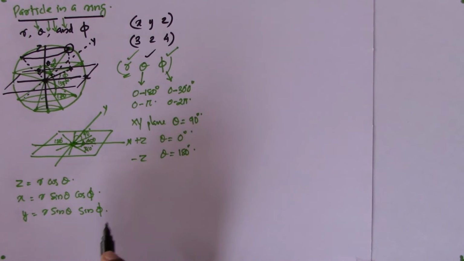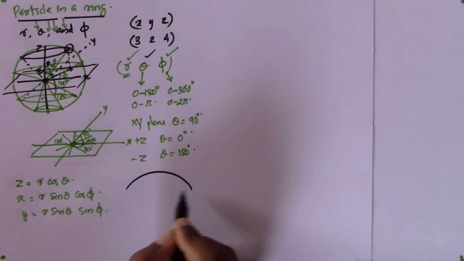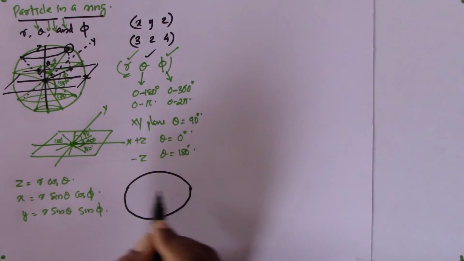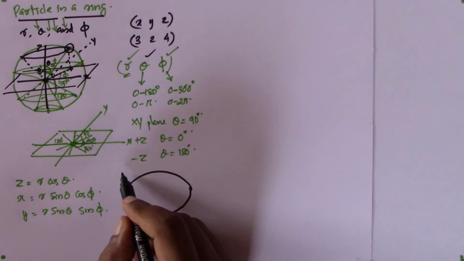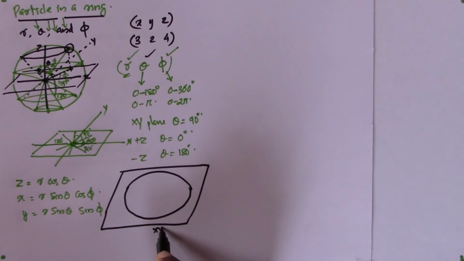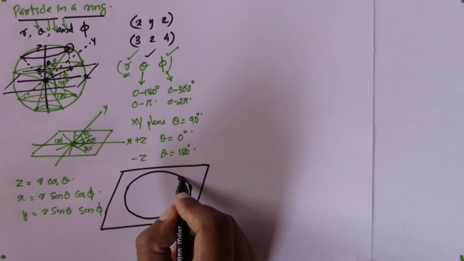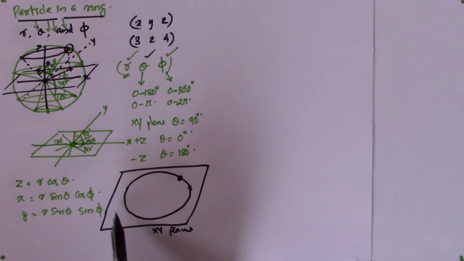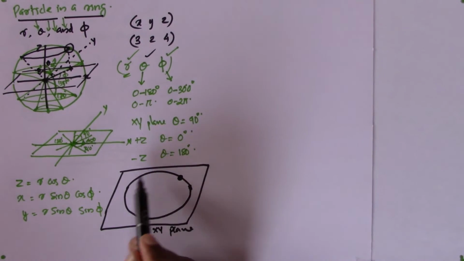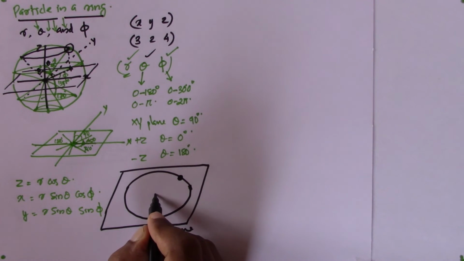So in the case of the particle in a ring, we suppose that the ring is in the xy plane. This is the xy plane, and the particle is moving. It's a microscopic particle, and this microscopic particle is rotating through a ring, or in a circular path. And this is the origin.